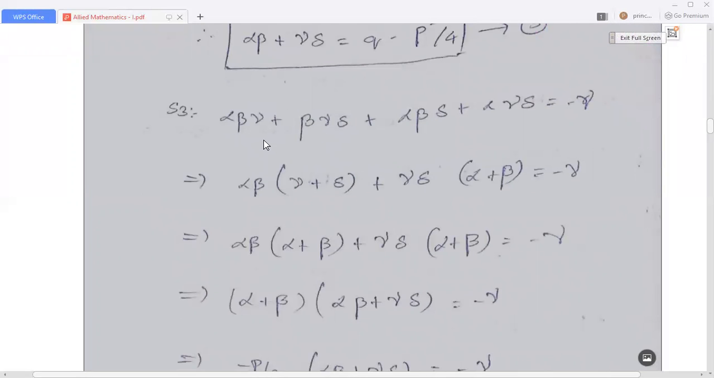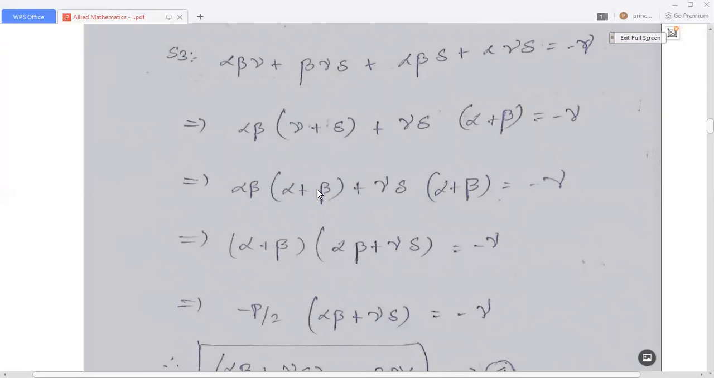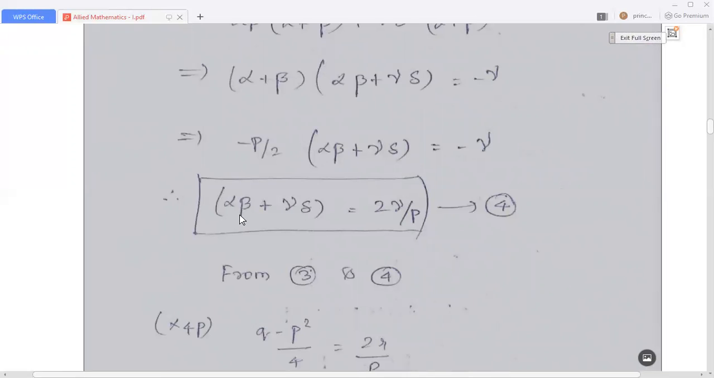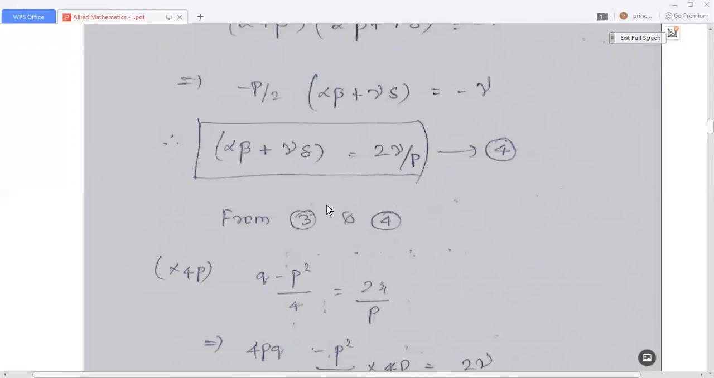Next, we write the sum of product of roots taken 3 at a time, that is S3. So that can be written as alpha beta gamma plus beta gamma delta plus alpha beta delta plus alpha gamma delta is equal to minus r. When you simplify this, we get minus p by 2 into alpha beta plus gamma delta equal to minus r. Therefore, alpha beta plus gamma delta equal to 2r by p. This is equation number 4.